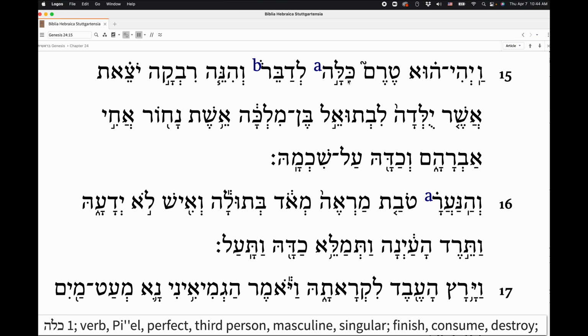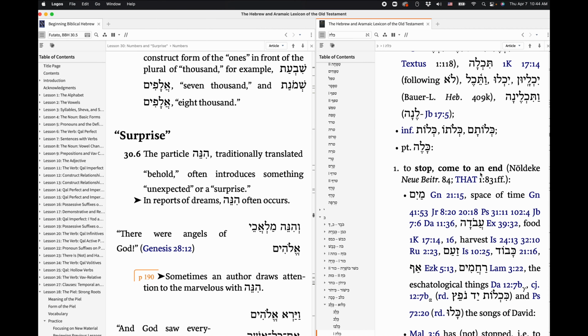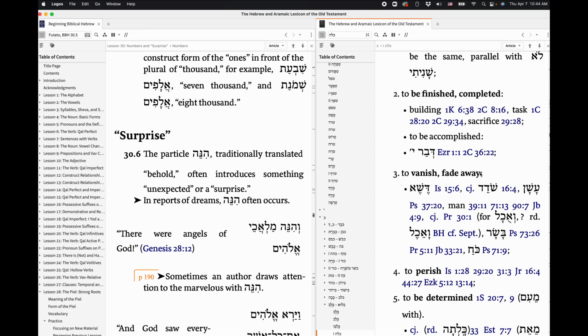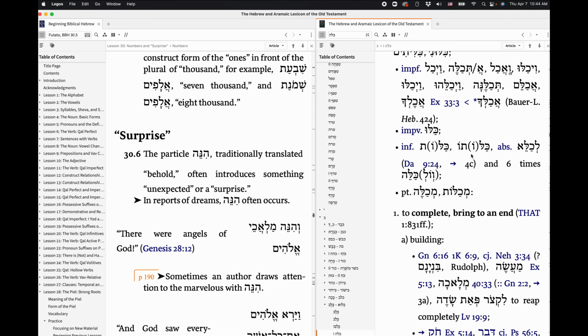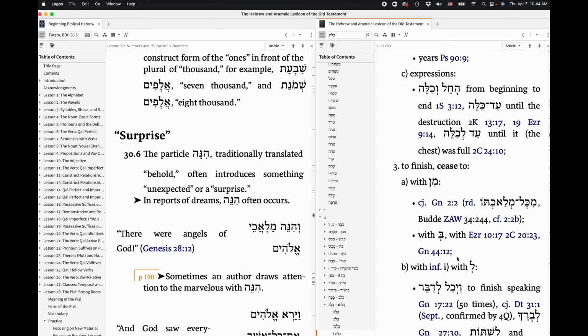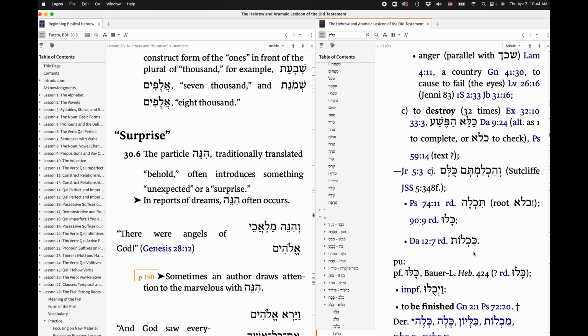All right, so let me look here. Kala, this is saying in the PL. Let's look it up here. All right, kala in the cow means to stop or come to an end. So this is the verb we're thinking of. But when it occurs in the PL, it has a different meaning. It can mean to complete or bring to an end. It can also mean to use up, to consume, or to destroy.